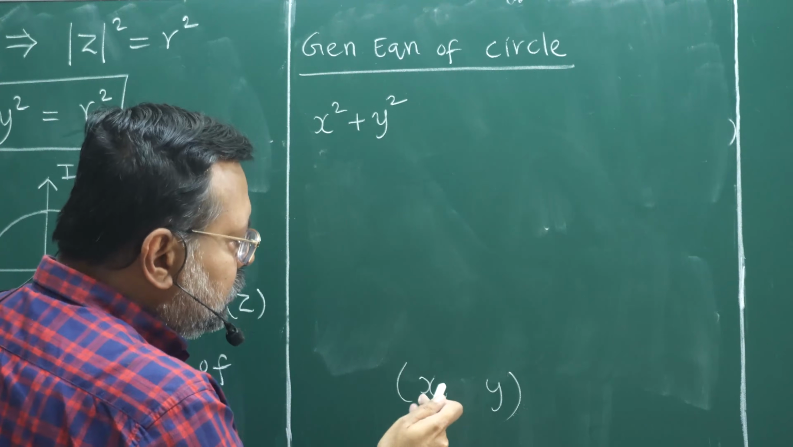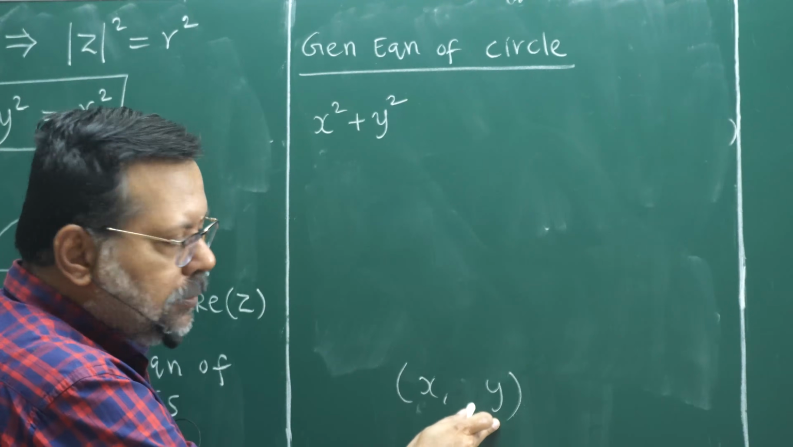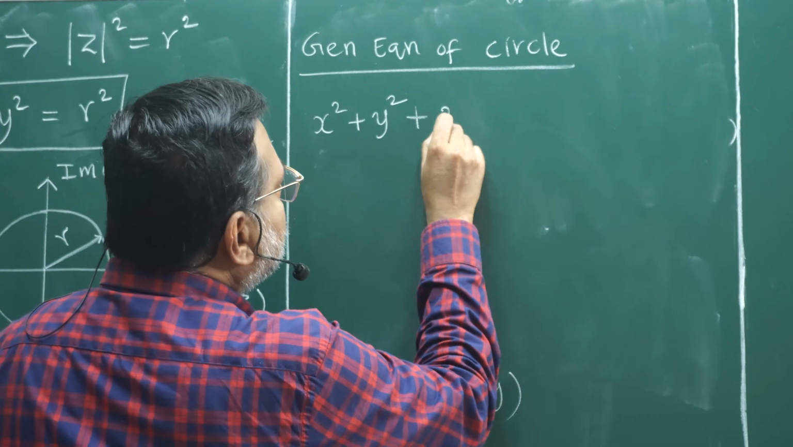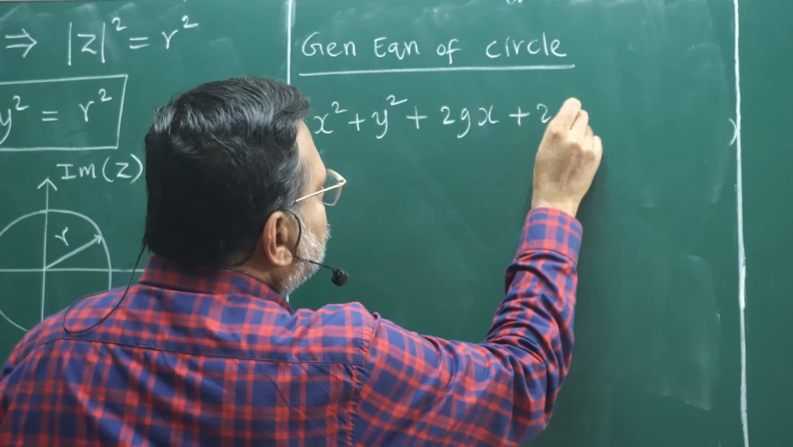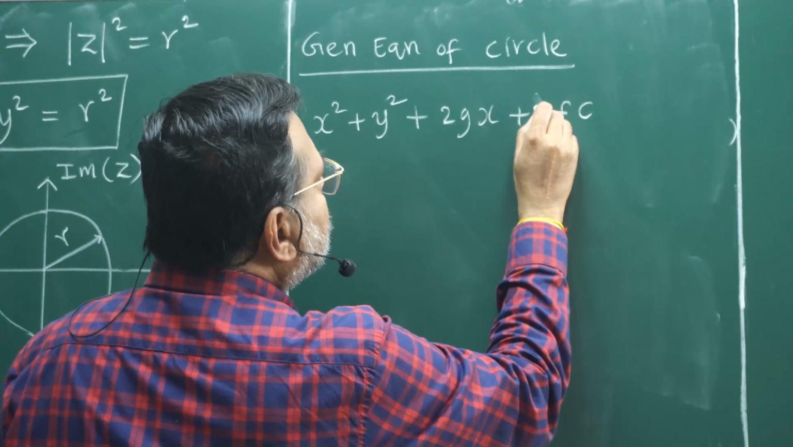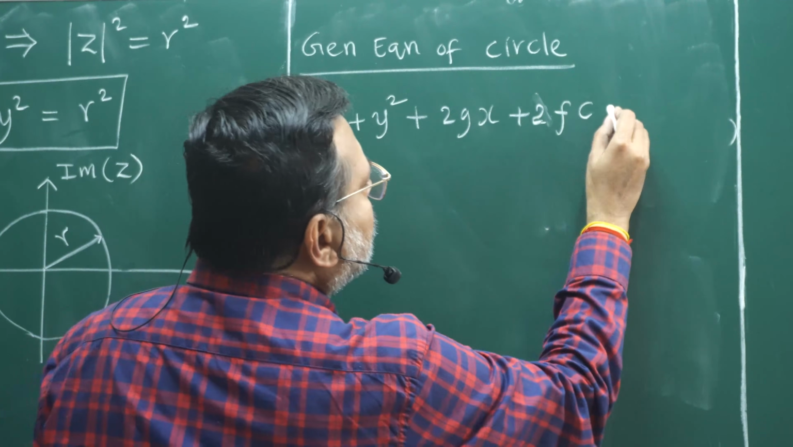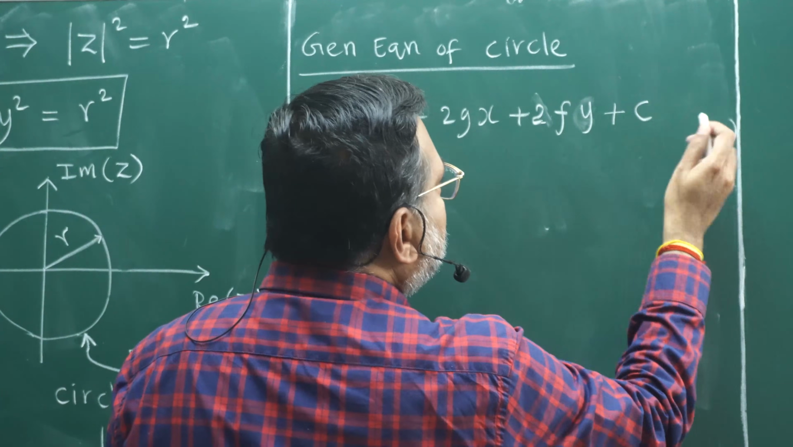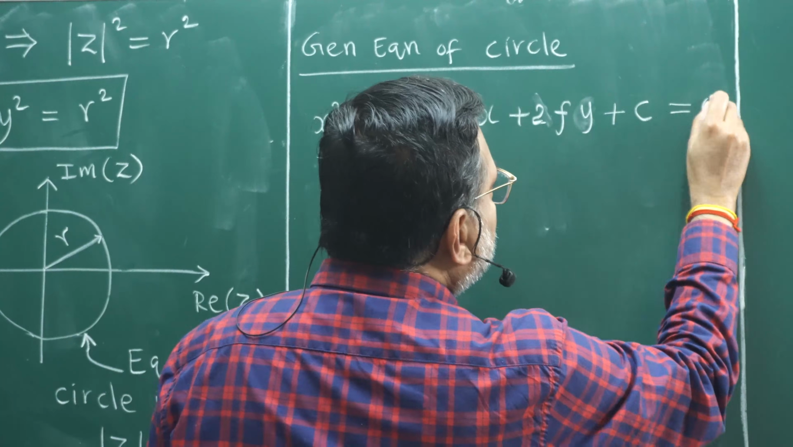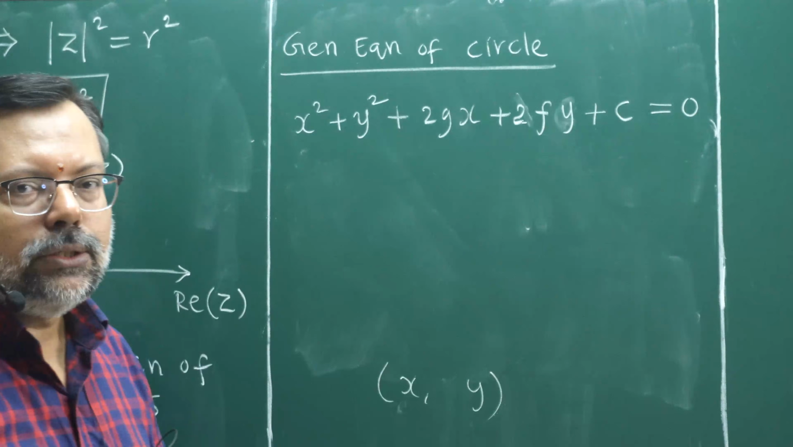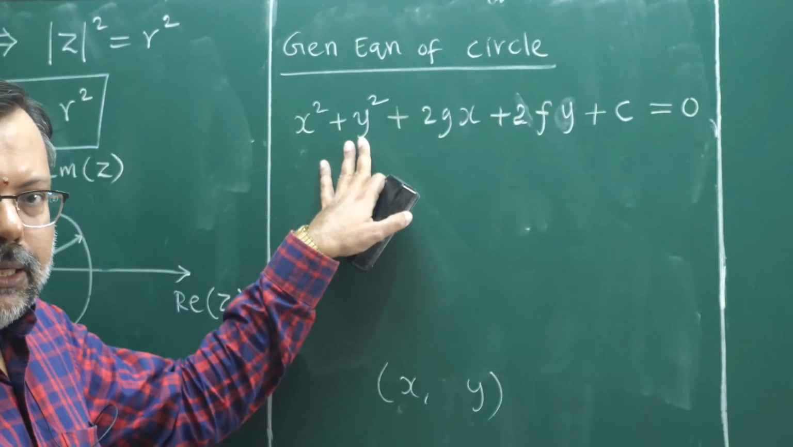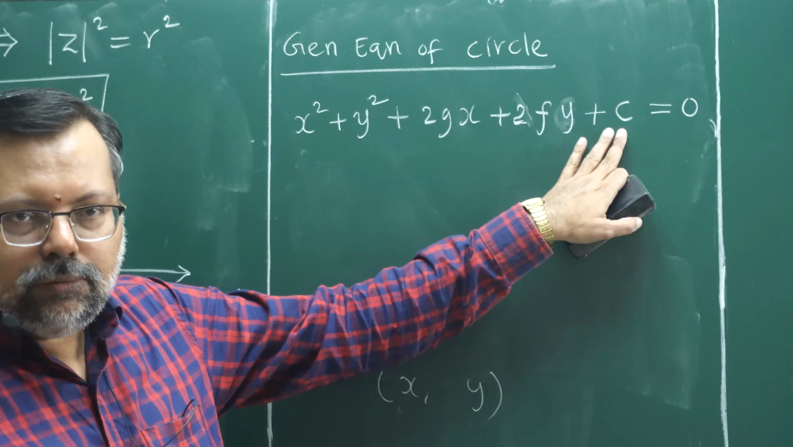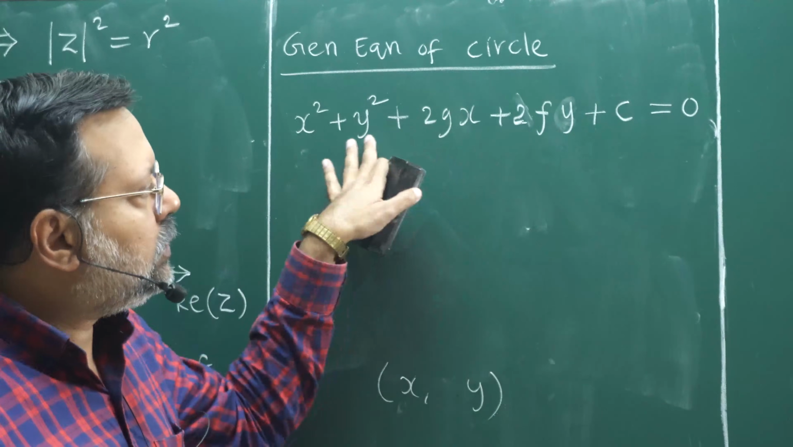So I need terms which are proportional to x, and terms that are proportional to y. Then only I can get the center. So the terms are like this: plus 2gx plus 2fy. Is that correct? 2gx plus 2fy. And plus this constant c, which will give you the radius. So this equation is easy to remember. The first two terms are required, then only you get a circle. This g and f will tell you the center of the circle. This constant will generate the radius. And that's all about it.